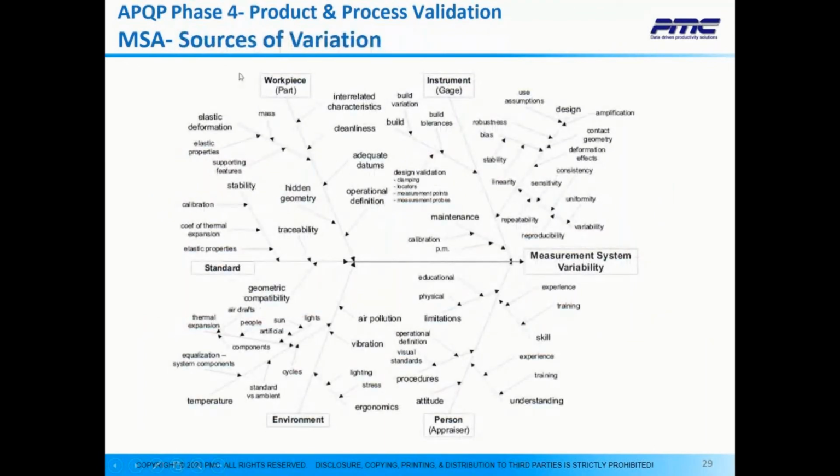Source of variation. I know this is a very busy chart here. If you think of it as a cause and effect diagram or fishbone, the effect is the measurement system variability. As I said before, potential key causes of the variation would come from the environment, person or appraiser, standard, workpiece or the part, and the gauge itself. Again, without going into any more detail than that, there are a bunch of potential causes that can drive the measurement system variation larger than expected, which will actually cause people to make wrong decisions.